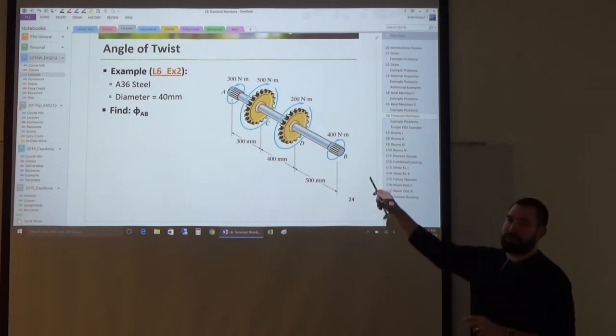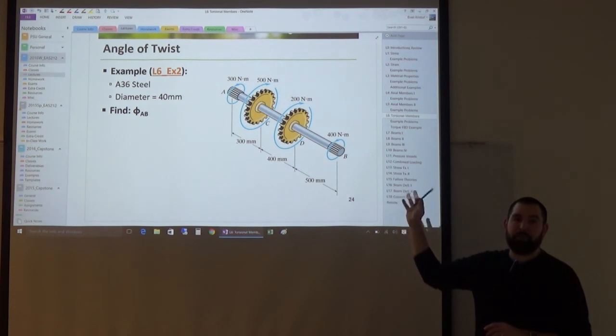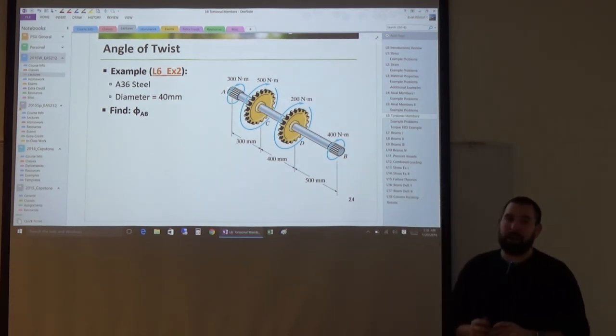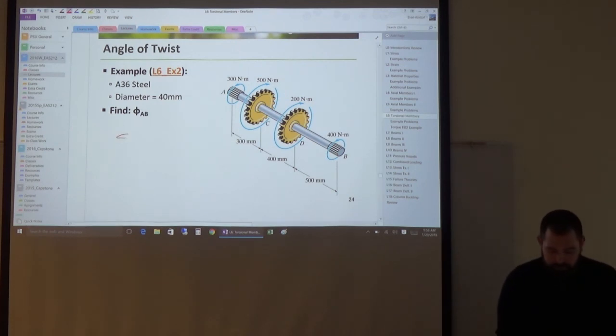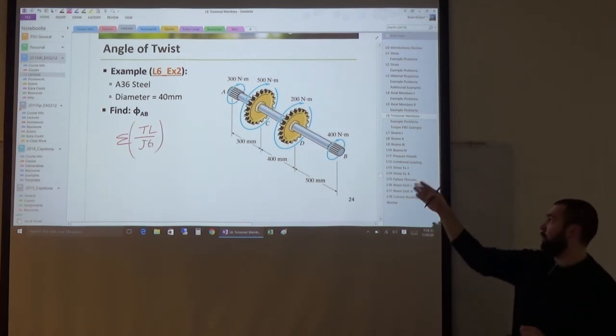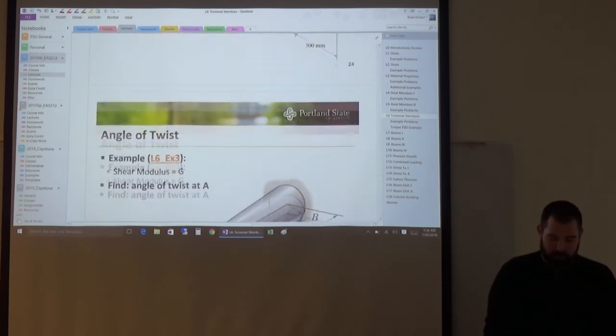The only difference here is that we're going to have 3 different regions of different torques. So AC, CD, and DB will all have different torques, and so the equation I'll need to use for this will be the summation of TL over JG. I'll have 3 different terms, one for section AC, one for section CD, and one for section DB.